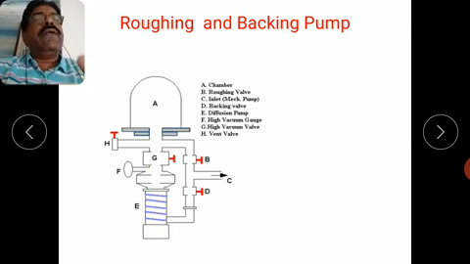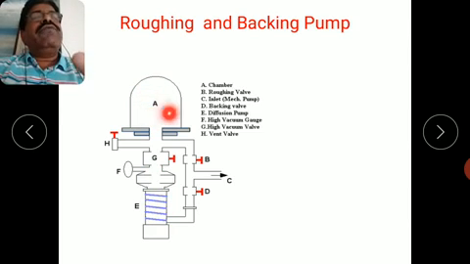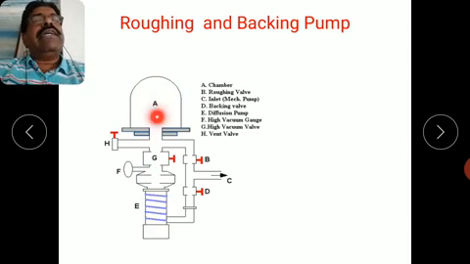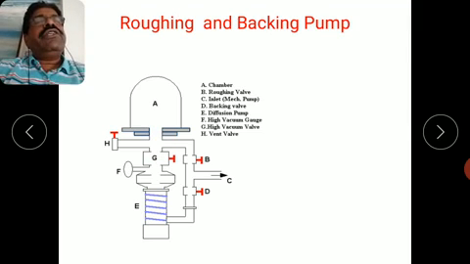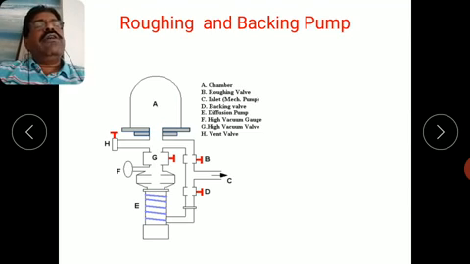So what is the solution? You should start with some moderate level of vacuum so that the starting condition is in the molecular region. For that, initially you can evacuate this region with a mechanical pump, which is a low cost pump. That is called a roughing pump. So a rough level of vacuum is achieved here.